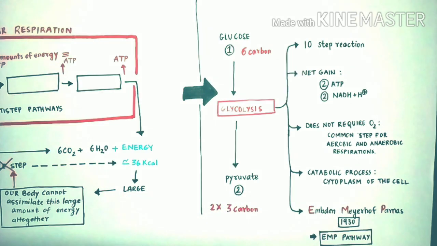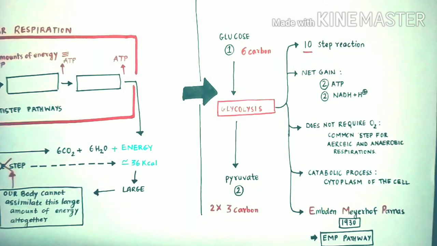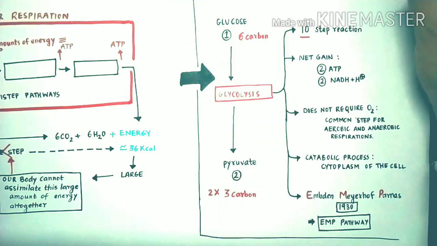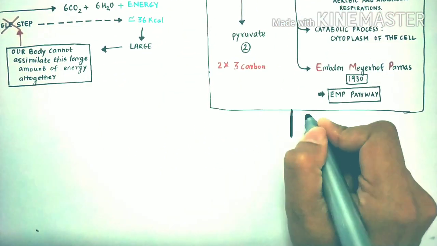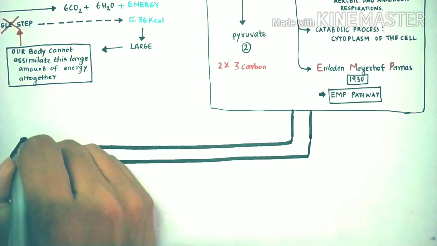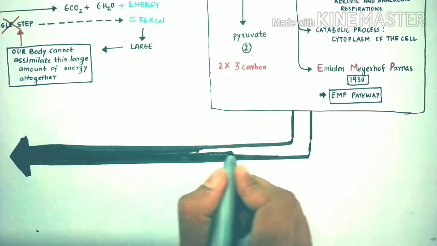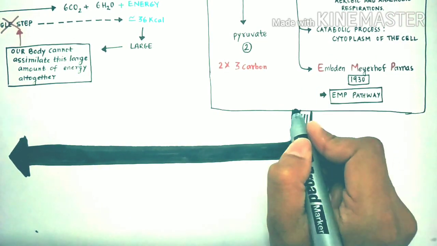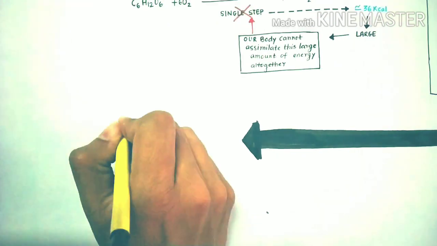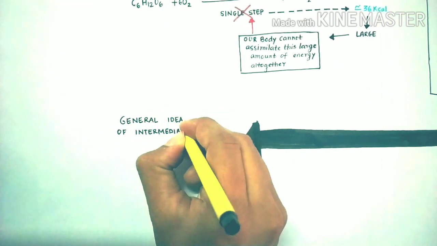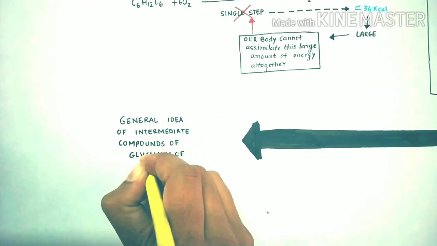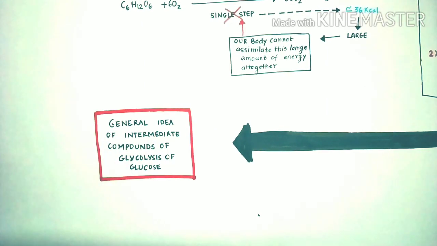And this reaction of a 6-carbon molecule getting broken down into two 3-carbon molecules is taking place in 10 steps. In these 10 steps, there form several intermediates whose knowledge is essential for learning and understanding glycolysis. So let's have a look at the general idea of their structures and nomenclature. We have first the 6-carbon intermediates.